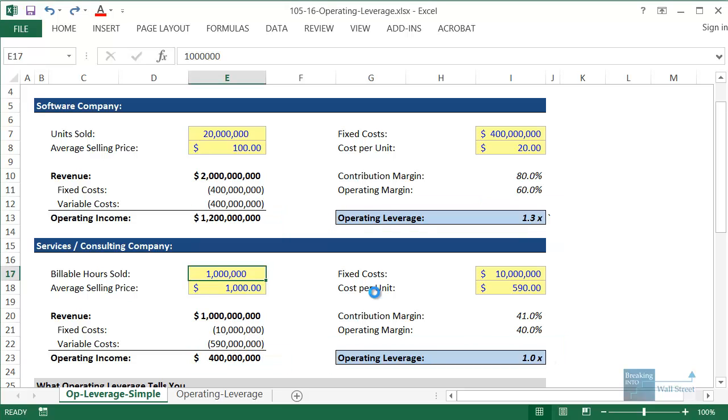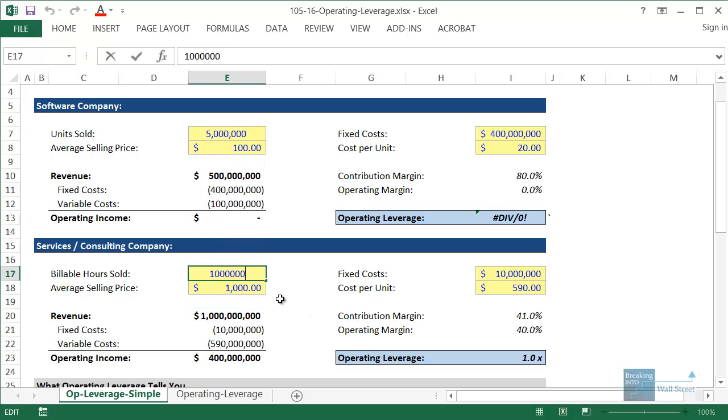So you look at this and you think, okay, well, clearly now that we've been through the math, the software company is better in every way. Just one problem though. What about the downside case? So let's say that we only sell 5 million units right here.